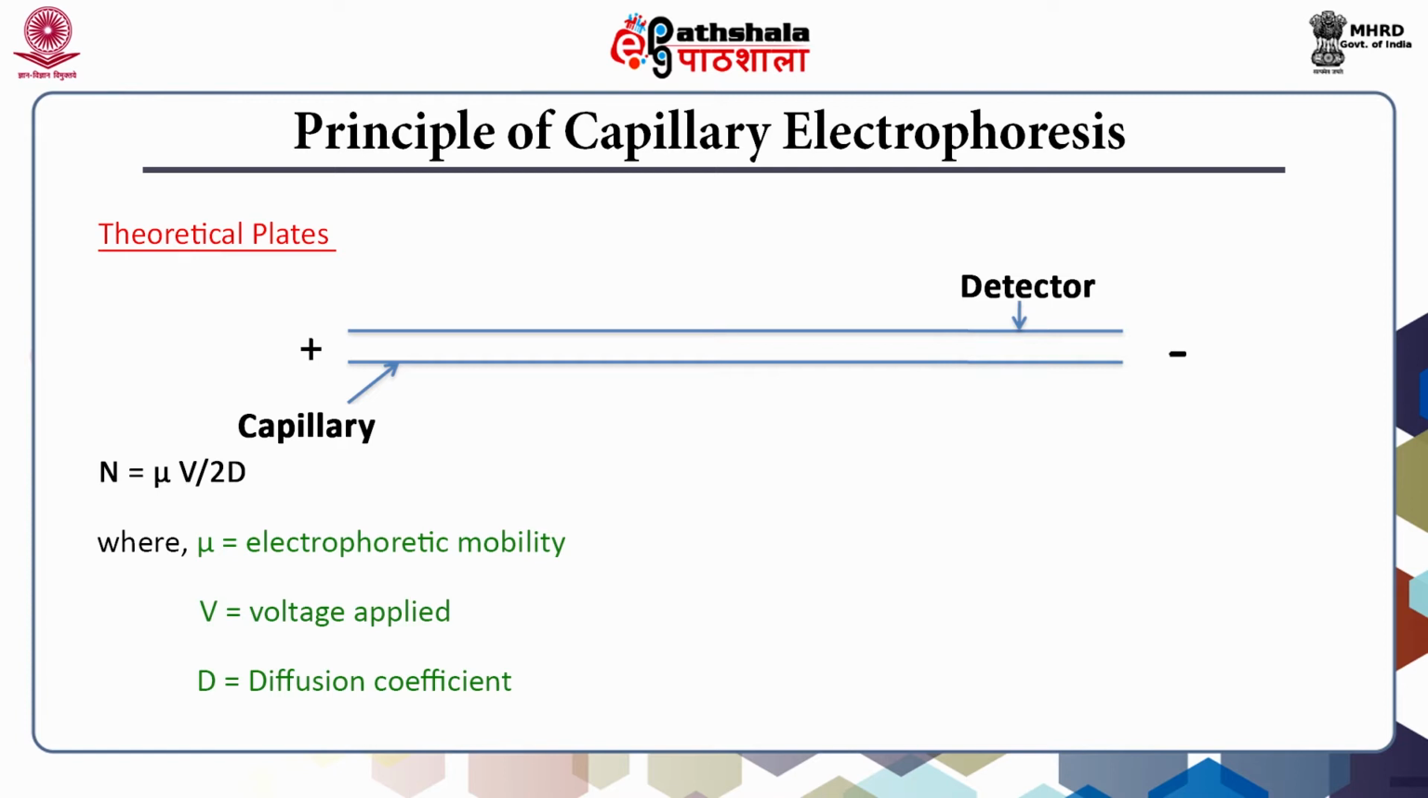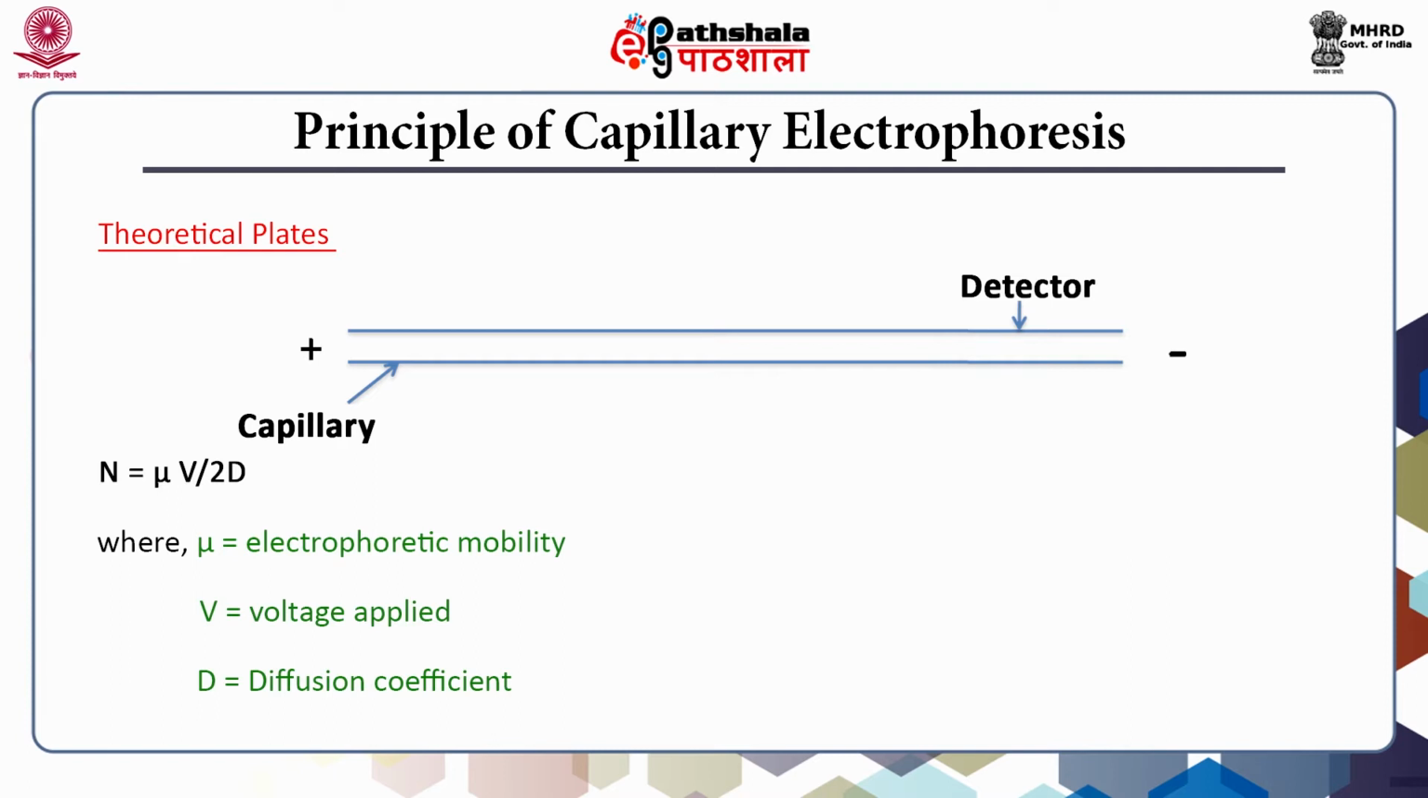Higher voltage can result in more heat, and if the heat is not dissipated, it will increase the diffusion coefficient and thus reduce the number of theoretical plates and ultimately resolution. Dear students, it should be clear to you that as long as the increase in voltage does not increase the diffusion coefficient, it will increase the number of theoretical plates and hence resolution. If the applied voltage generates heat that is not quickly dissipated, the heat will increase the diffusion coefficient and resolution will be affected.